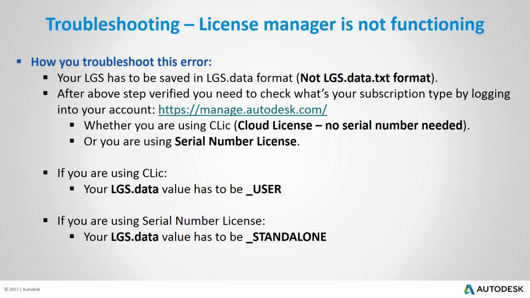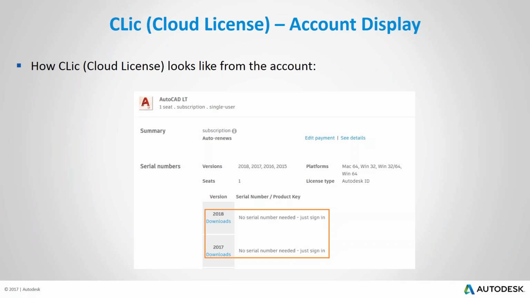Okay, I will show you how it's supposed to look from your account. If you're using cloud, you will see these descriptions: no serial number needed, you just need to sign in. Another one will be if you're using serial numbers for your license activations. Here's how it will look. So do take note, this troubleshooting step that I've highlighted for this error only applies to 2017 and 2018 versions. So you don't have to do these steps on your 2016 or lower product versions.